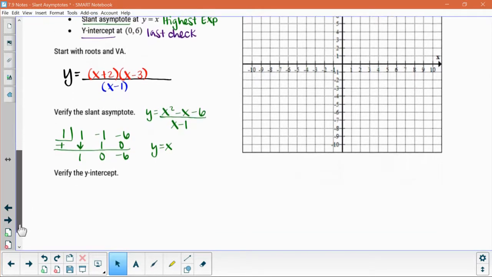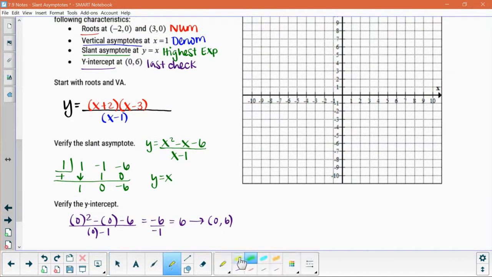And my last check is to verify the y-intercept. So I plug in 0 everywhere I see an x. I get -6 over -1, which gives me a y-intercept of 0, 6. So my final answer could either be accepted as y equals x plus 2 times x minus 3 over x minus 1, or you could do the multiplied version, y equals x squared minus x minus 6 over x minus 1.